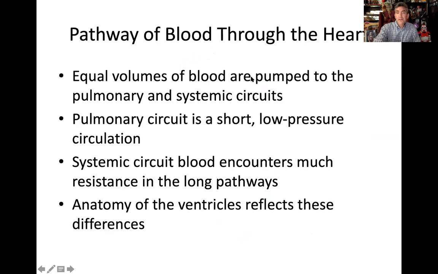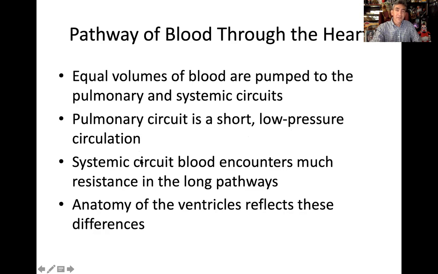So equal volumes of blood are pumped to the pulmonary circuit and the systemic circuit. So the right and the left side of the heart are pushing the same amount of blood. However, it's a big difference in the distance that they have to push that blood. Right? So if you're in the pulmonary circuit, that right ventricle doesn't have to contract too hard. It's not a very strong contraction, and it moves the blood from the heart to the lungs. That's not very far, right? So it's a very short circuit, and it's considered to be a low pressure circuit.